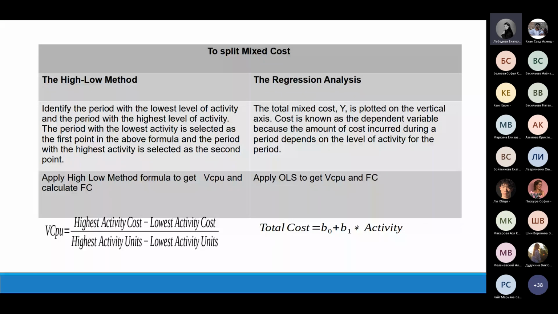How to choose between methods. If we have data to apply regression analysis, we have to apply this. If we have no data, we apply the high-low method because it's less accurate and less precise.